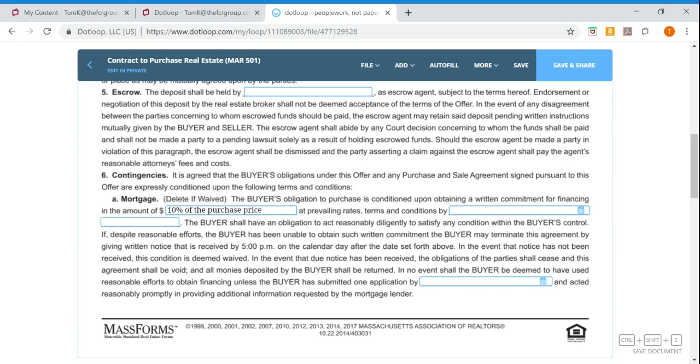The second date in the contingency is when the buyer needs to submit a mortgage application by. Generally, this can be done pretty soon after an executed offer. So 3, 5, 7 days is pretty reasonable. You just need to make sure your client actually submits the application so they meet the terms of the contingency and they're not in default.